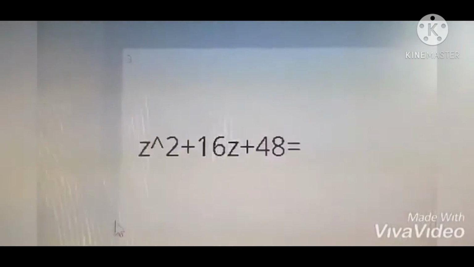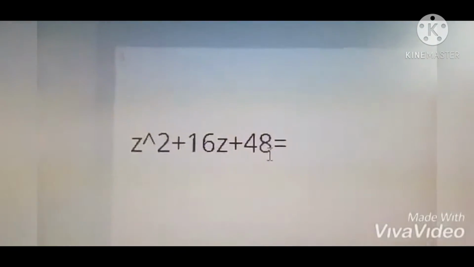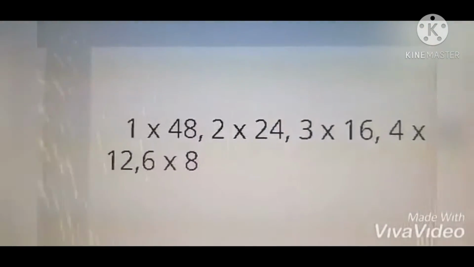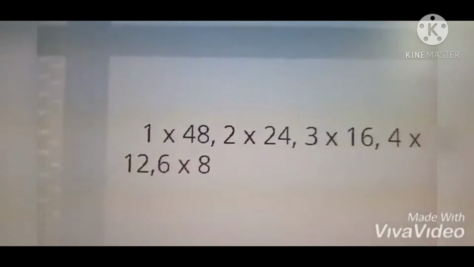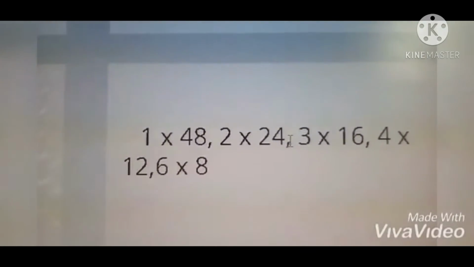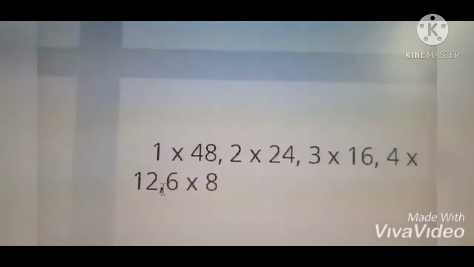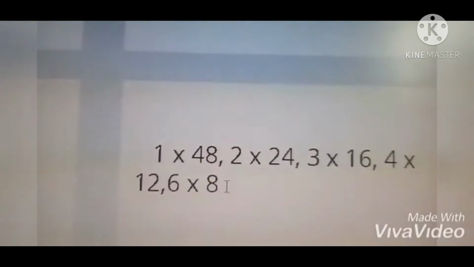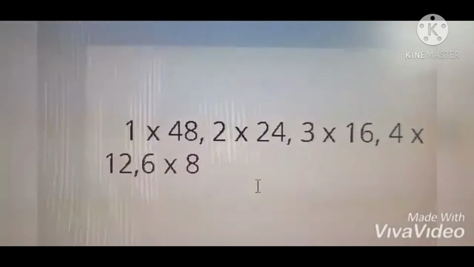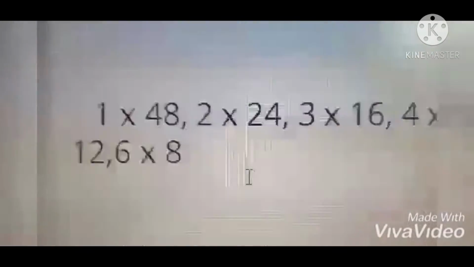The third given is z squared plus 16z plus 48. These are the multipliers of 48: 1 times 48 is 48, 2 times 24 is 48, 3 times 16 is 48, 4 times 12 is 48, and 6 times 8 is 48. So we have to find the sum of 16 here.